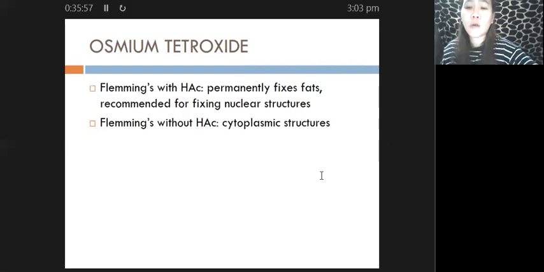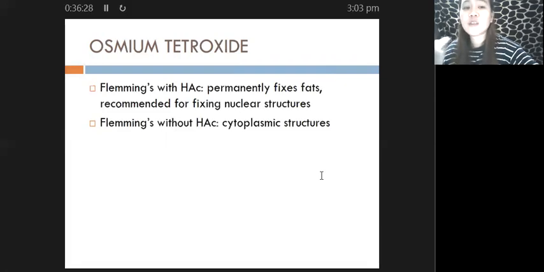Alright, so the most common chrome-osmium-acetic acid formulation. From the term itself, it contains chromate or chromic acid, it contains osmium tetroxide or osmic acid, and it contains acetic acid. Okay, so there are three acids. Flemming's with acetic acid has chromic acid, osmic acid, and acetic acid.